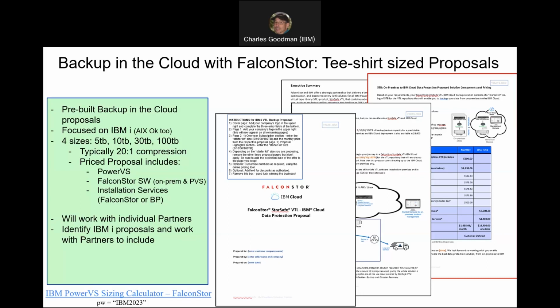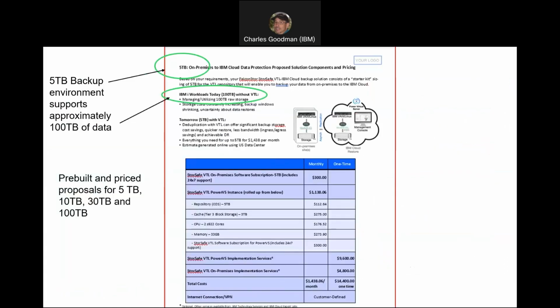Let's take a look at the proposal page in just a little bit more detail. If we look, this is the 5 terabyte page, and you can see that up on top the first circle says 5 terabytes, and underneath it, it says that it can support approximately 100 terabytes of data that the customer would have in their backup space. Now, in the table below, you can see all the costs that would be laid out to implement this.